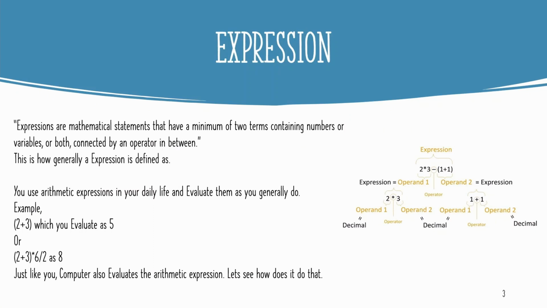You use arithmetic expressions in your daily life and evaluate them as you generally do. Example, 2 plus 3, which you evaluate as 5, or any complex term with the help of the BODMAS rule, you could evaluate as 8. Just like you, a computer also evaluates the arithmetic expression. Let's see how it does that.